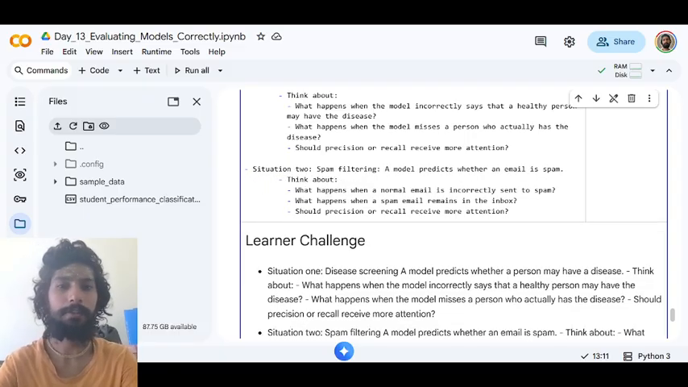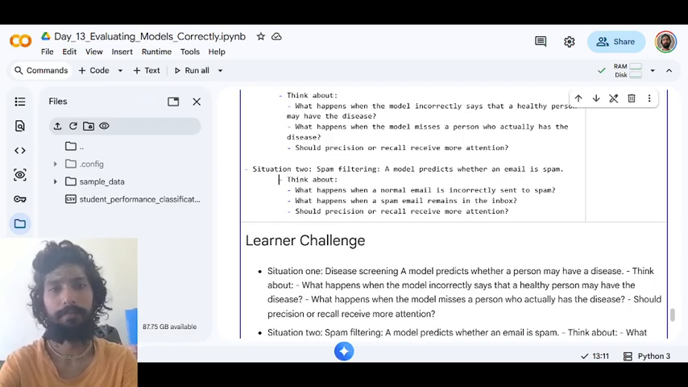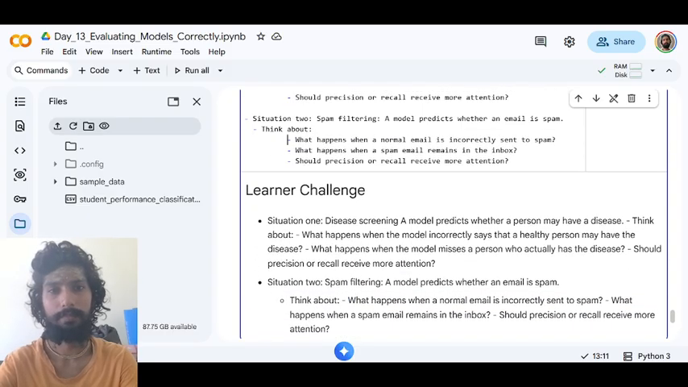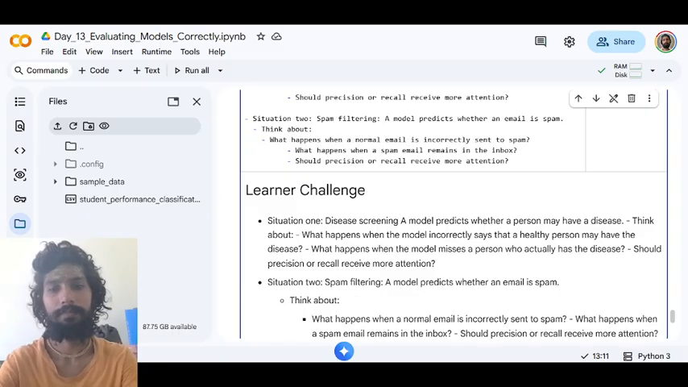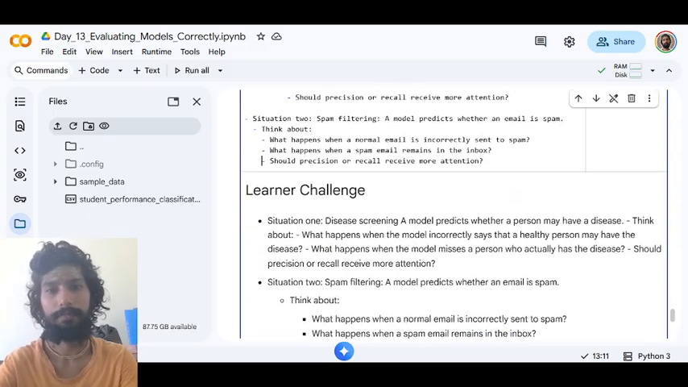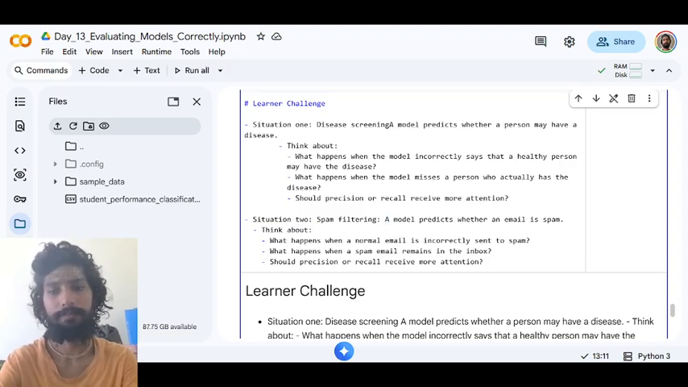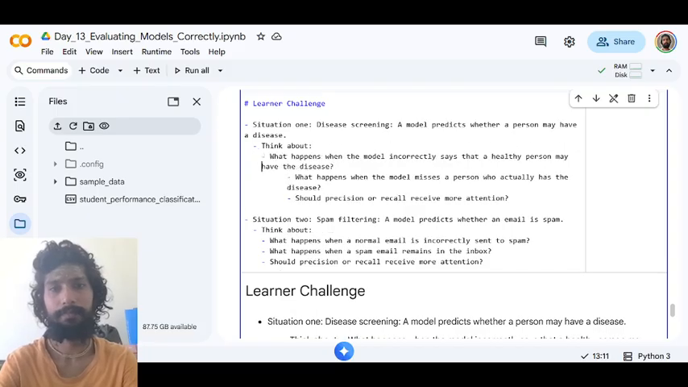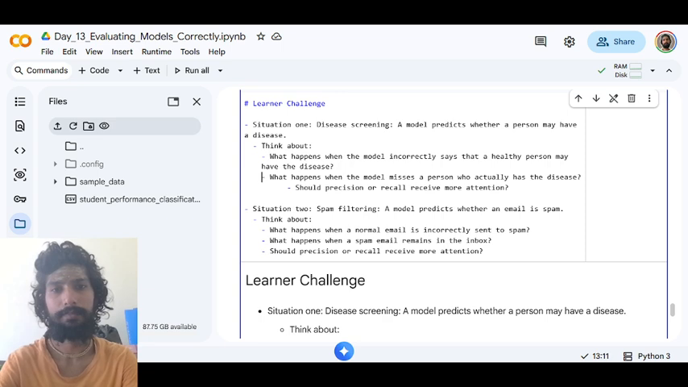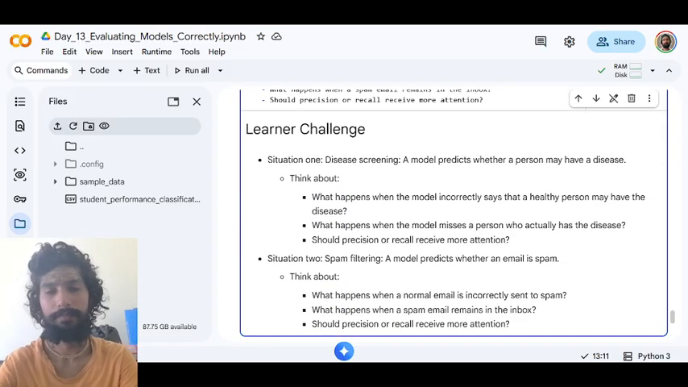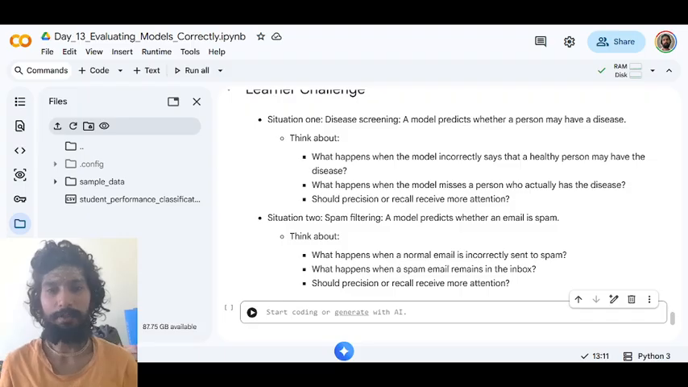Let me format it properly so that it becomes easier to read. Write one or two sentences for each situation. Pause the video and complete the challenge.